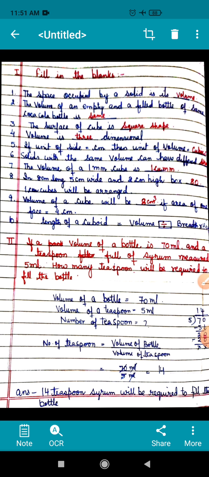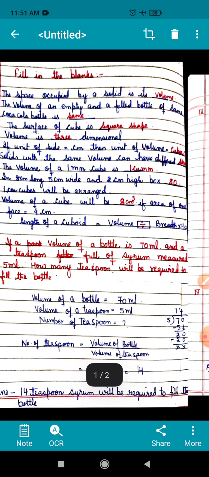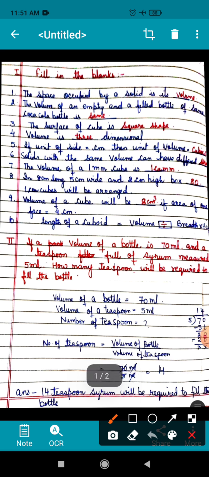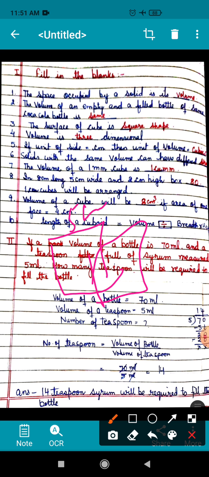product of length, breadth and height. It means volume is 3-dimensional because it has 3 sides. So volume is 3-dimensional. Now next one is: if unit of side is centimeter. Children, suppose this is an object and its side is 5 centimeter. So the unit of volume will be centimeter, centimeter, centimeter, means cubic centimeter. Right?